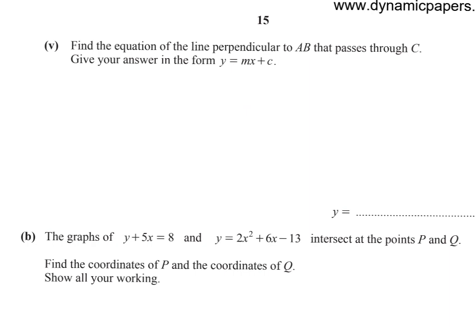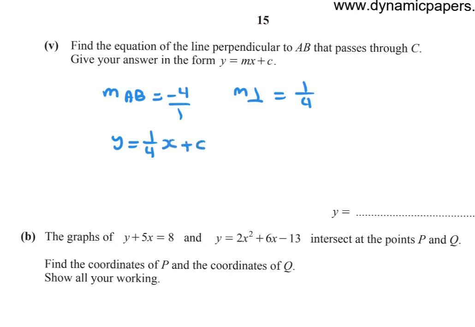For V, find the equation of the line perpendicular to AB and passing through the point C. Gradient of the line AB is negative 4. So the gradient of the perpendicular is the negative reciprocal, so 1 over 4. Because this means negative 4 over 1. Now find the reciprocal and change the sign, so 1 over 4. So now the equation of the perpendicular, y equals 1 over 4 x plus c.